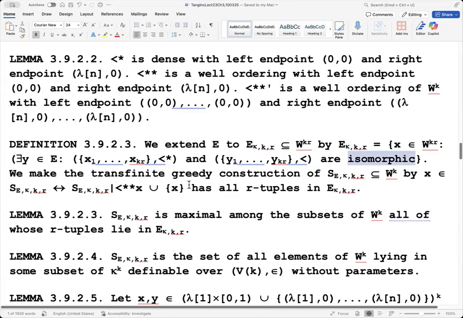Now we make the transfinite greedy construction. So X is in the set if and only if, when you restrict it up to that point, and you try to tack on X, you still maintain the constraint. The constraint is having all R tuples in here. That's the constraint, right?